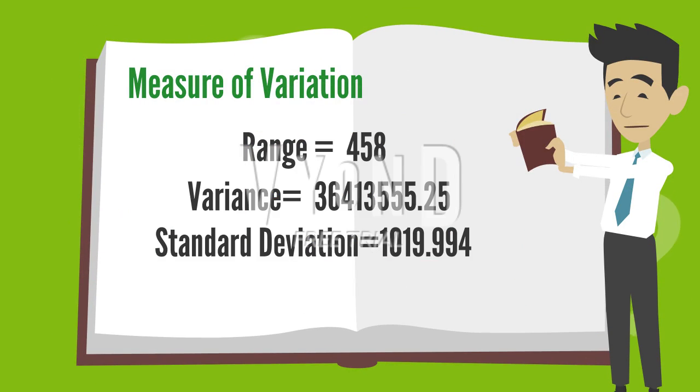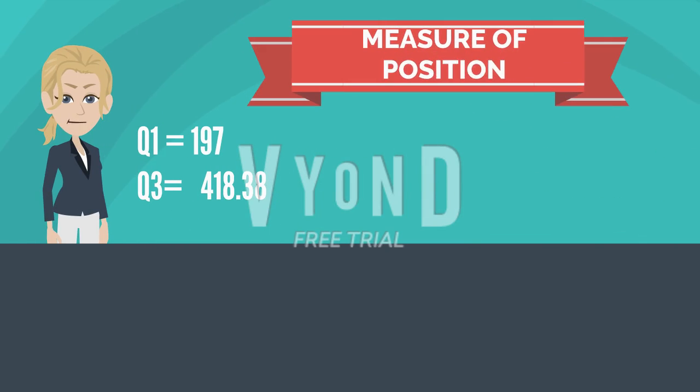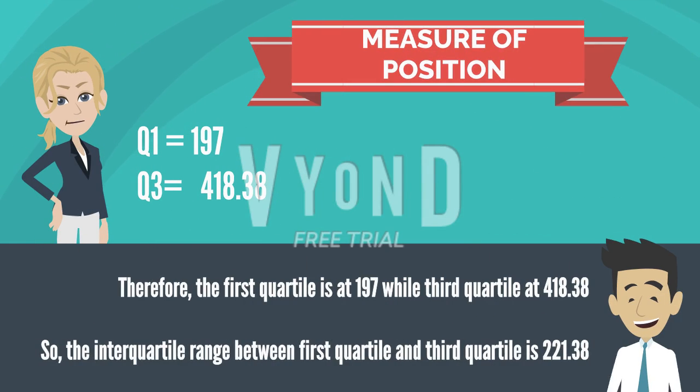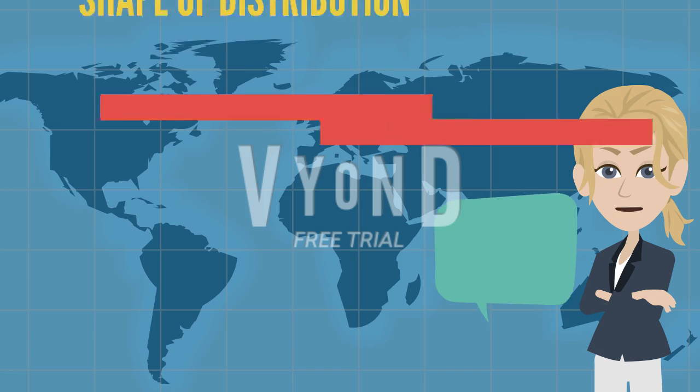Measure of variation. The range is 458. The variance for the production, import and export of oil is 26,413,555.25. Lastly, the standard deviation is 1019.994. Measure of position. The first quartile is 197 and the third quartile is 418.38. Therefore, the interquartile range between the first quartile and third quartile is 221.38.